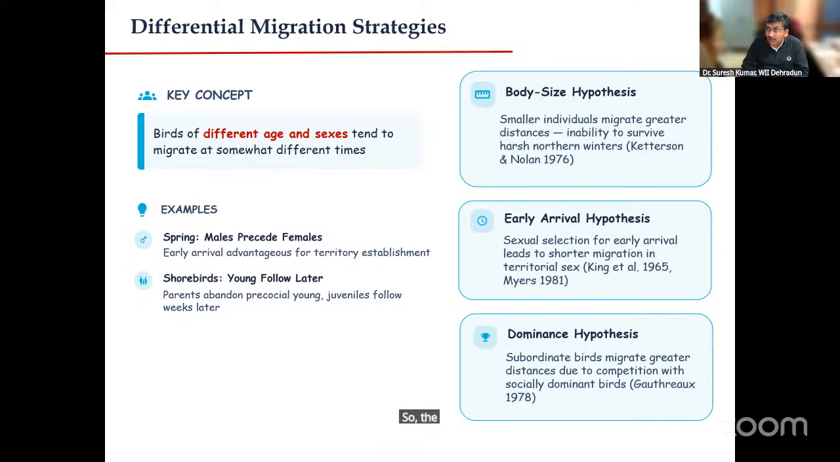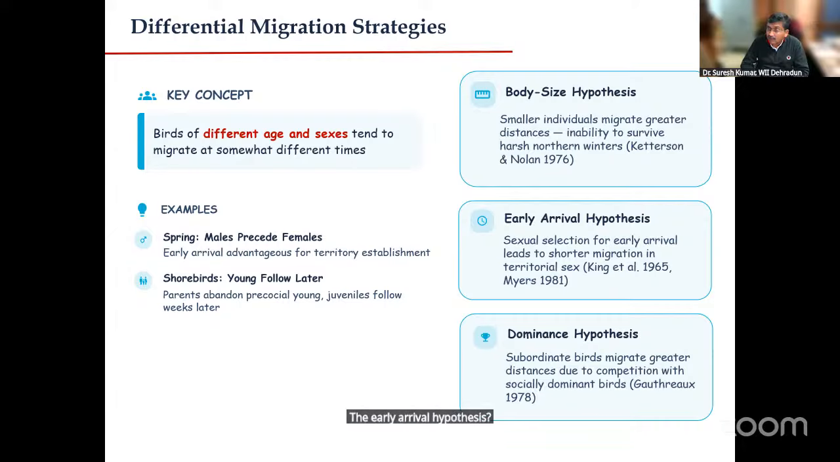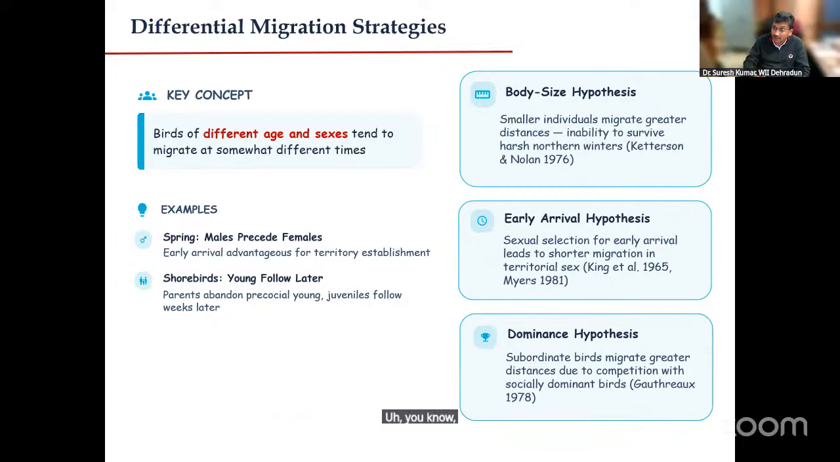So the hypothesis associated with it, there's something known as the body size hypothesis. The smaller individuals migrate greater distances. That is basically inability to survive harsh northern winters. There are quite a few examples in that. The early arrival hypothesis is primarily those birds that show high territoriality. So it's the males, or the territorial sex. In certain other species, the females are territorial. So they would be heading up first.